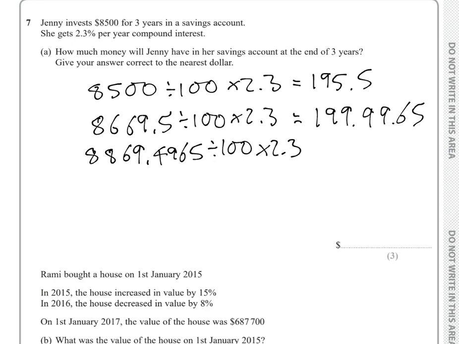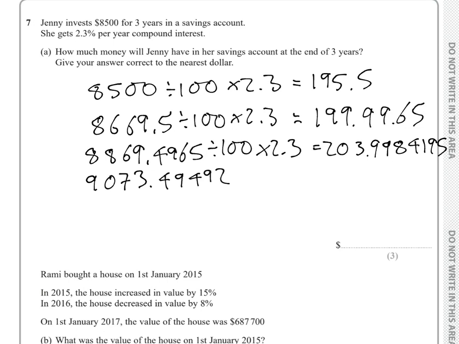So after 2 years, by 100 times by, okay, and I'm going to add on the 8869.4965. Is 9073. That's after 3 years.